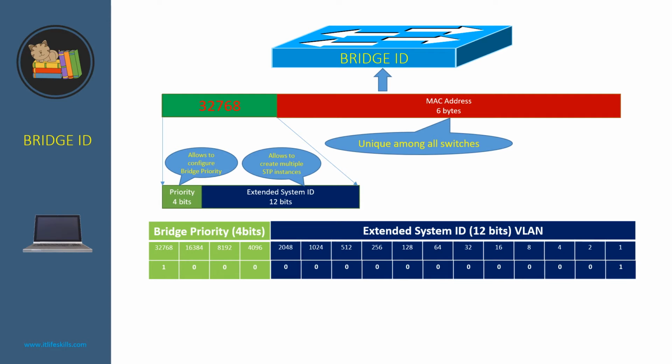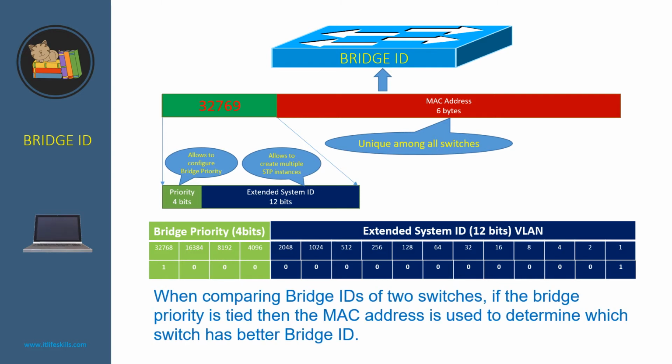Cisco per VLAN spanning tree plus adds the extended system ID to the bridge priority, which makes the default value of the priority 32,769. When comparing bridge IDs of two switches, if the bridge priority is tied, then the MAC address is used to determine which switch has the better bridge ID.